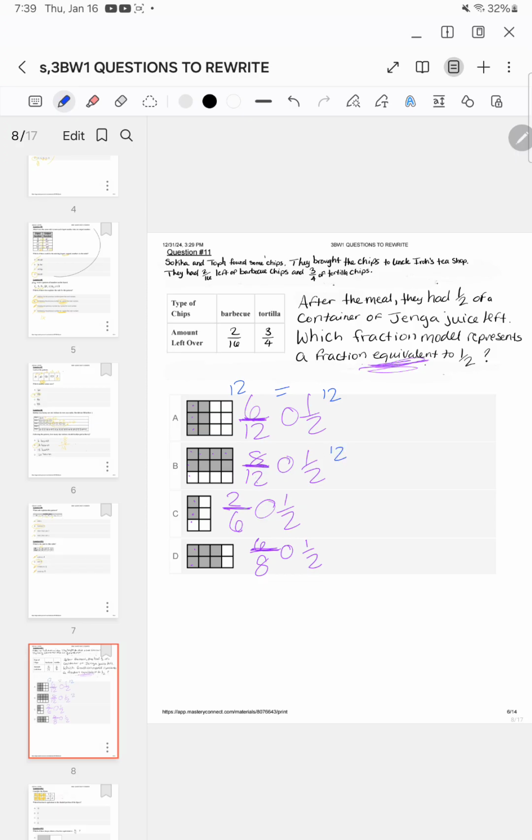12 times 1 is 12. 8 times 2 is 16. This is greater. Now, they didn't say greater. They say equivalent, which means it has to be equal. These fractions, whatever the fraction may be on the other side, it has to be equal. So, again, that's wrong.